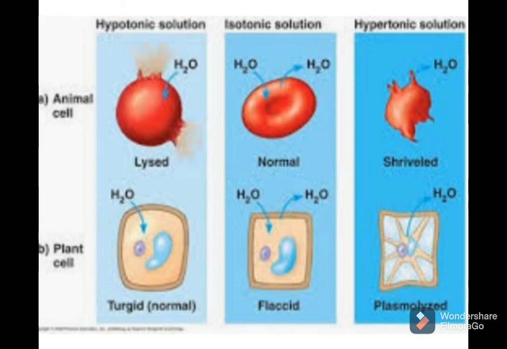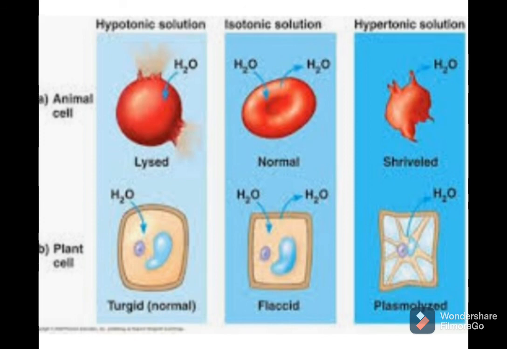If the same cell is placed in a hypertonic solution, what will happen? As the concentration of water inside the cell is higher than outside the membrane, water flows from the cell to the outer environment, and that's why the cell shrinks. More water leaves the cell, and the cell shrinks, which is called crenation.